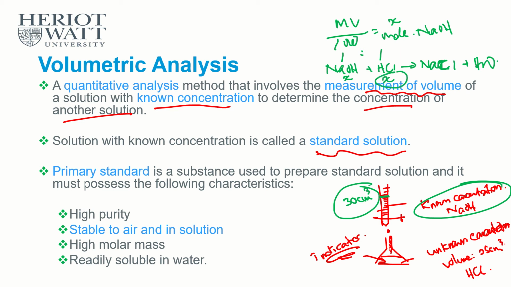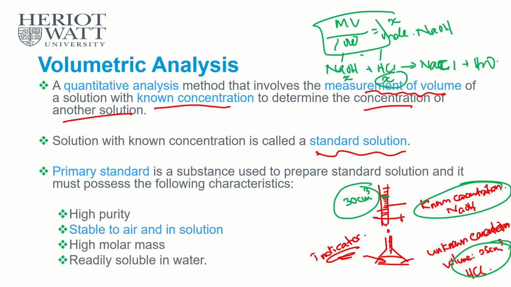Now we have the mole of HCl, and we have the volume of HCl. From here, again, we substitute into the same formula, and we can get the molarity, which is the concentration of the HCl. So this is the basic concept of acid-base or volumetric analysis.